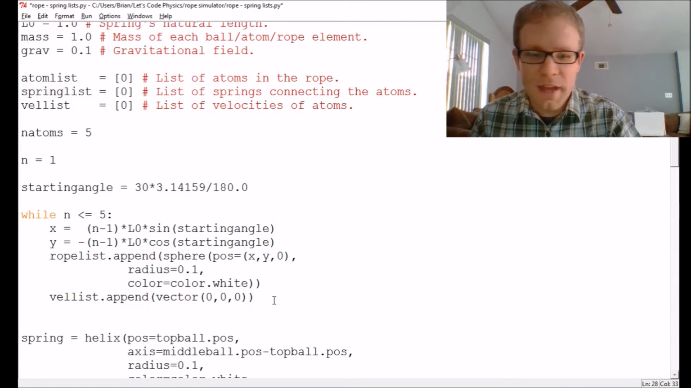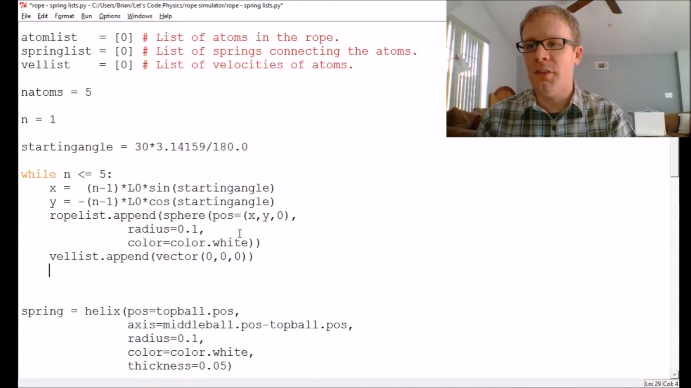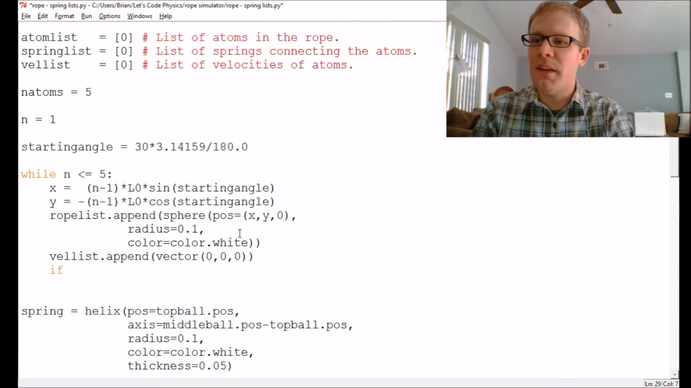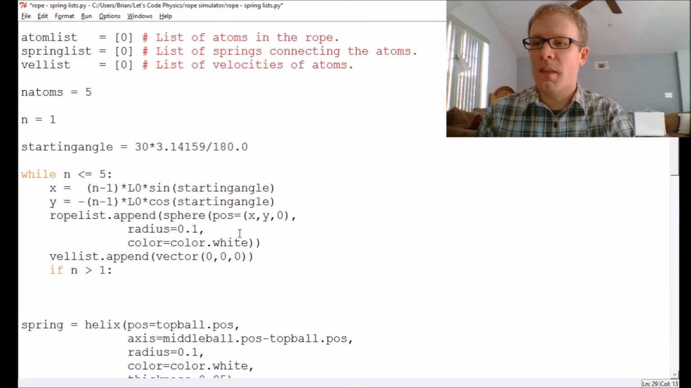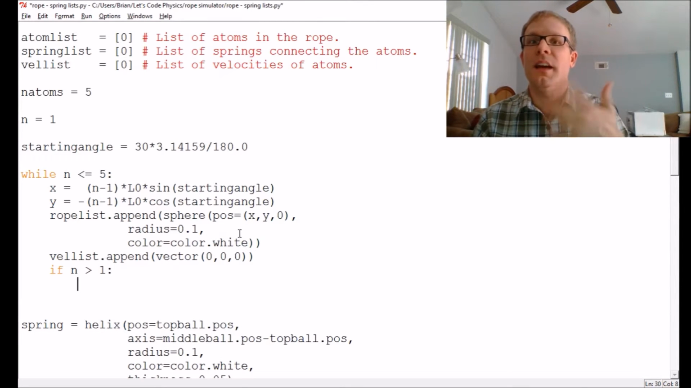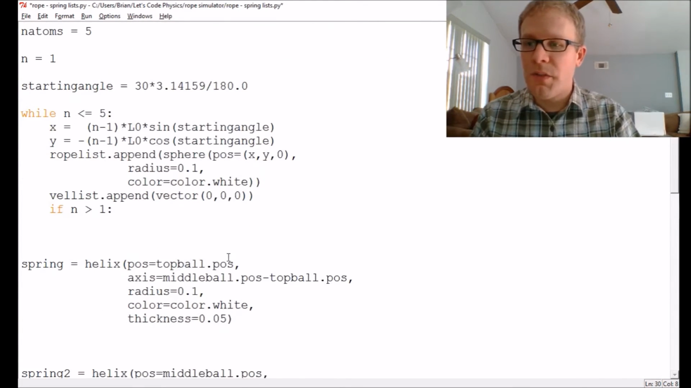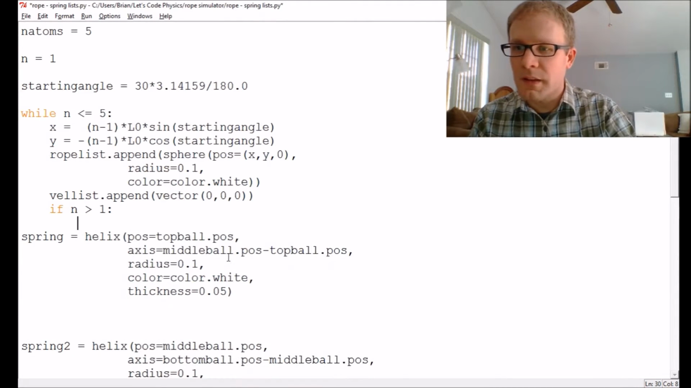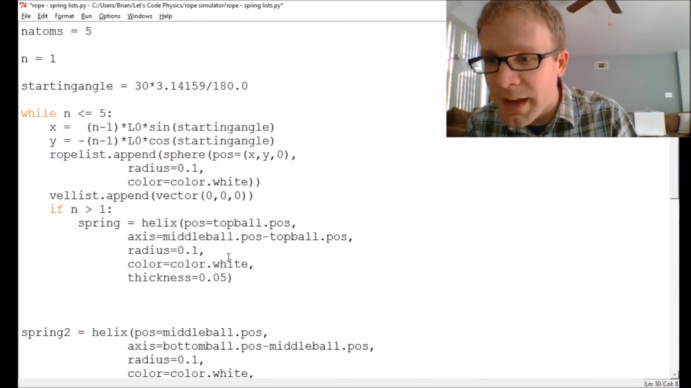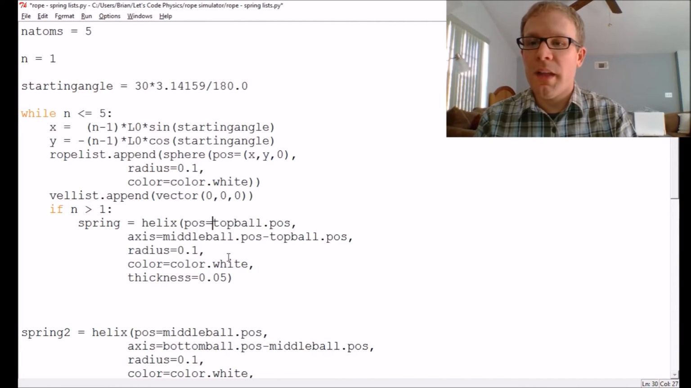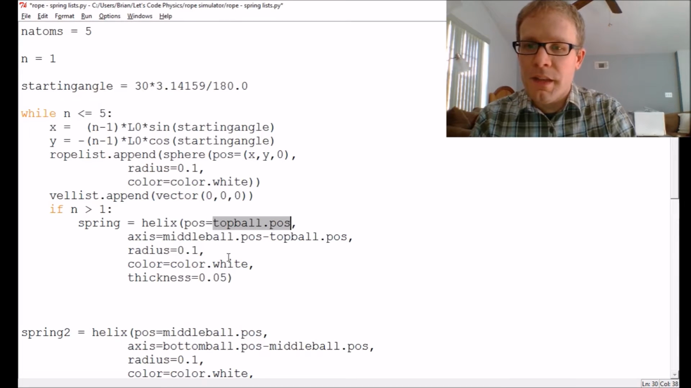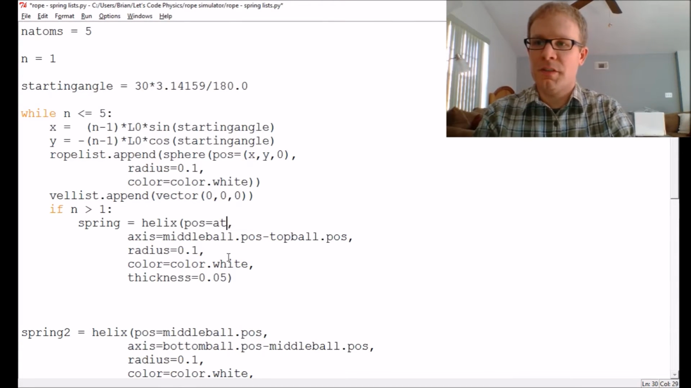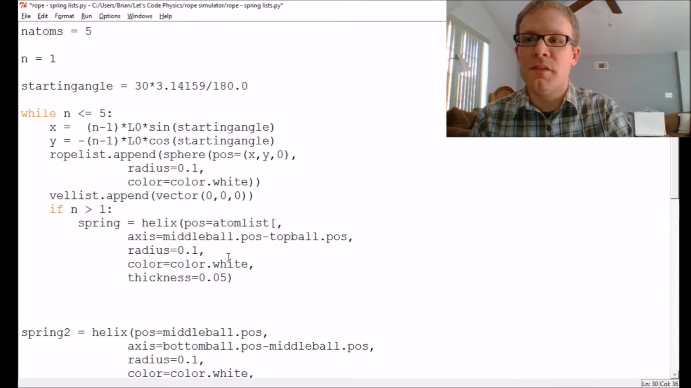So I think the way we'll do that is we'll go ahead and include that in this loop. And the way we'll do it is if n is greater than 1. Right, so if n is less than 1, it's not going to try creating 1. And so what we'll do is we'll create the spring the same way. In fact, I'm just going to delete this up to here and bring that spring command up to here. So we'll have the position of this thing be the current atom's position. So atom list of n dot pos.